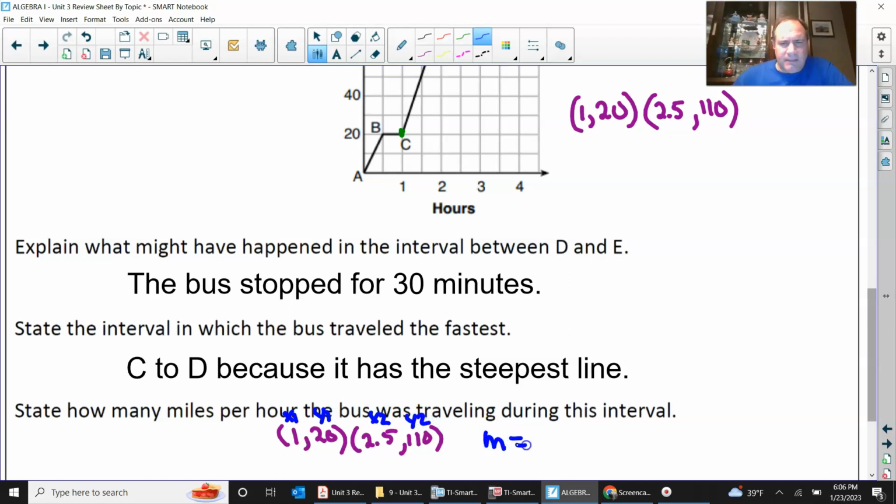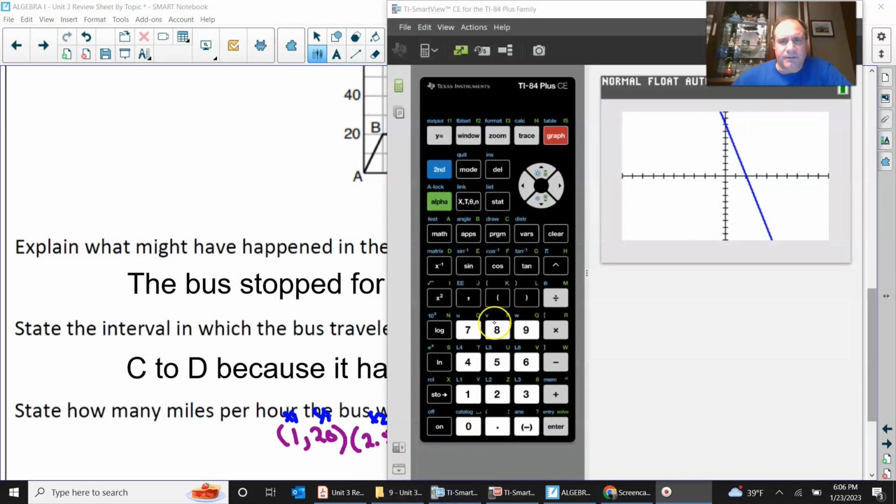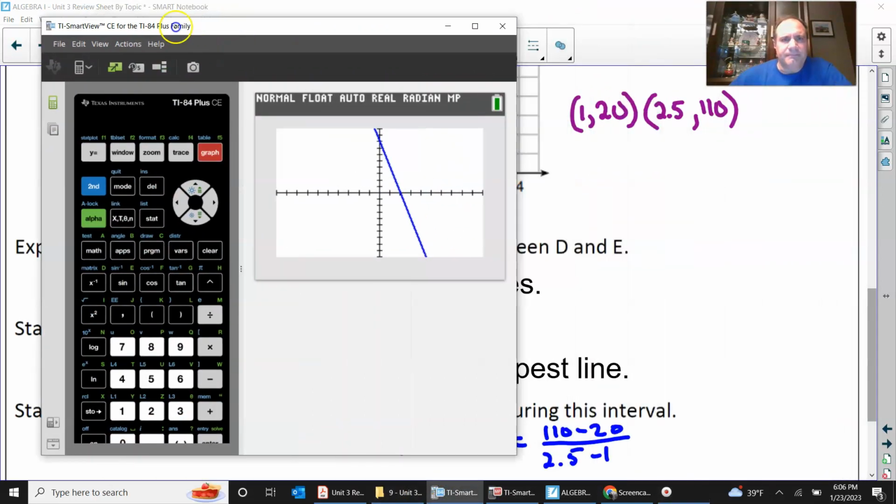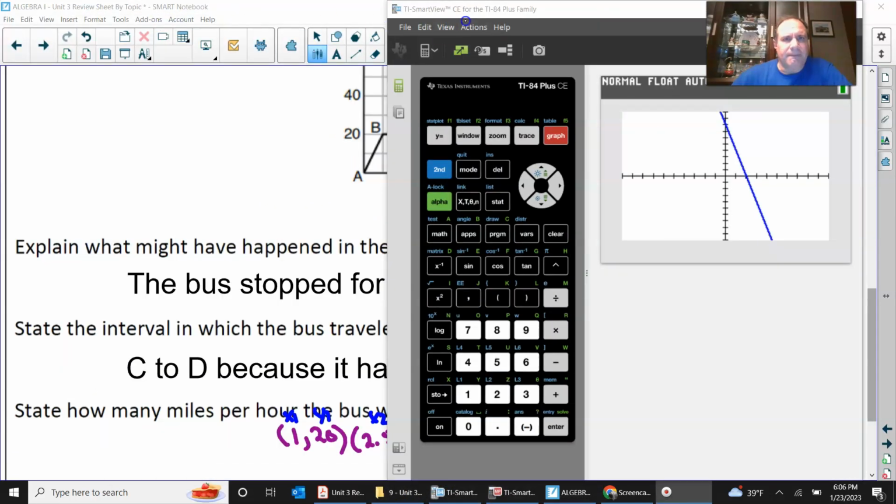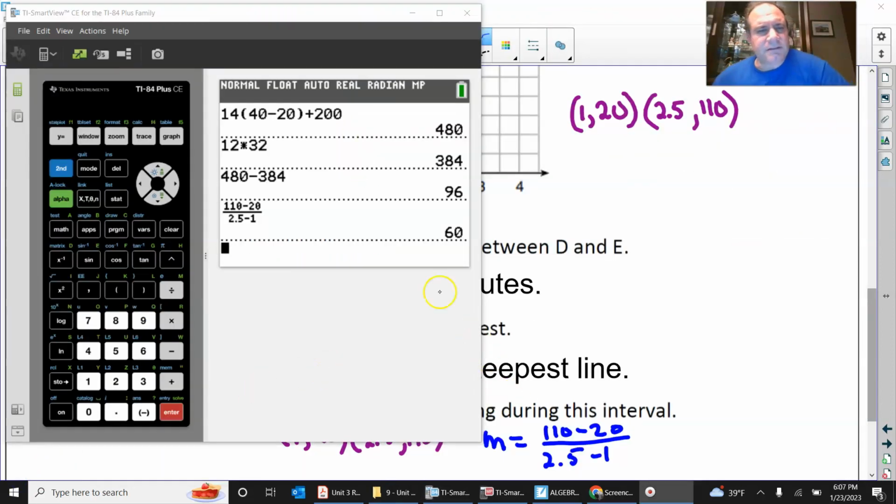Then we're going to do x1, y1, x2, y2. We're going to have m equals 110 minus 20 over 2.5 minus 1. And so we're going to put that calculator up. When I finally got it working, I put 110 minus 20 over 2.5 minus 1, and that is 60 miles per hour.